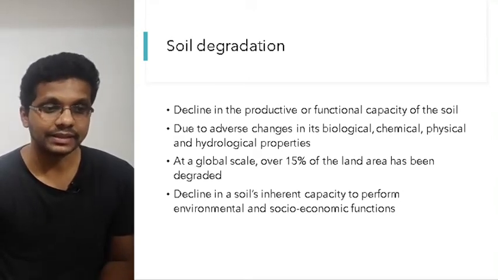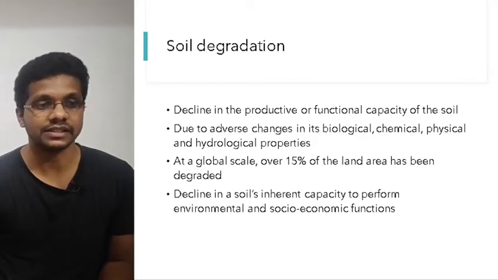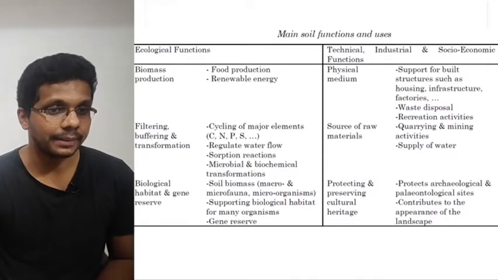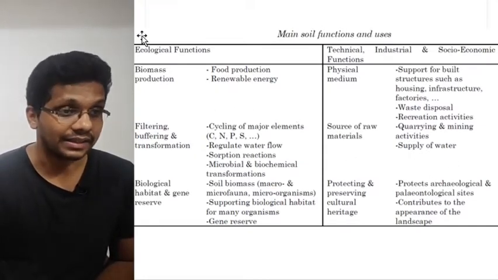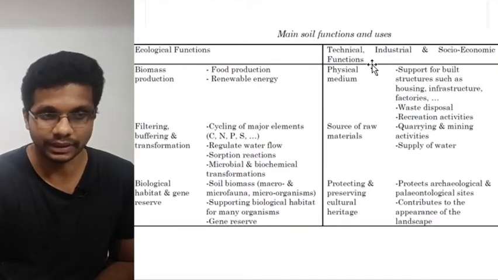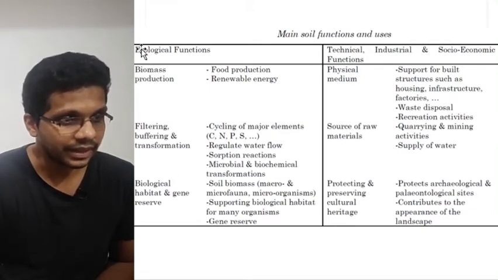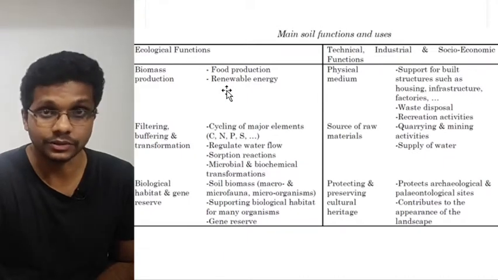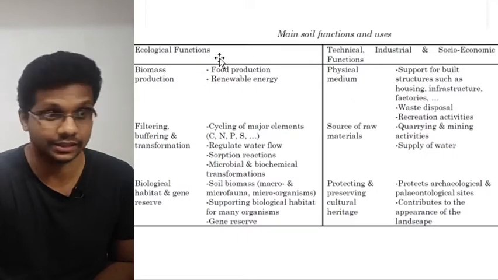The decline in the soil's inherent capacity to perform environmental and socio-economic functions is a characteristic of soil degradation. This table explains the main functions and uses of the soil. It performs ecological functions and technical, industrial and socio-economic functions. Let me quickly go through this table. Under ecological functions, biomass production, food production and renewable energy depend on soil quality. Degradation leads to a reduction in food production and in renewable energy production.